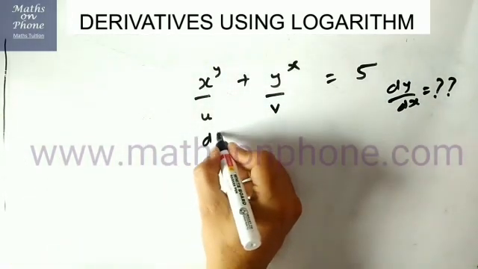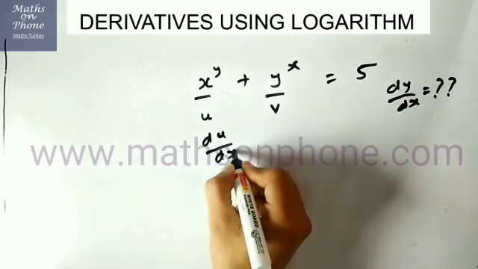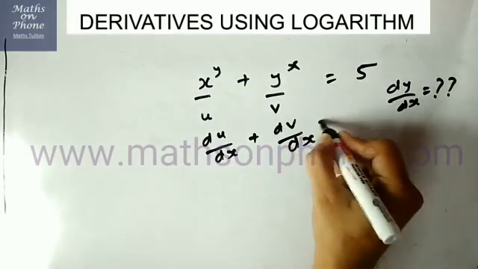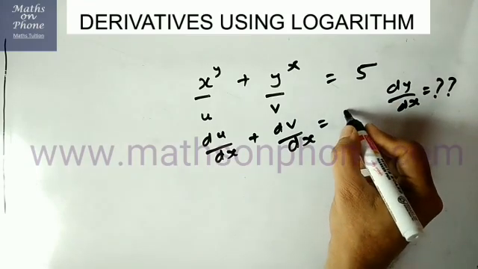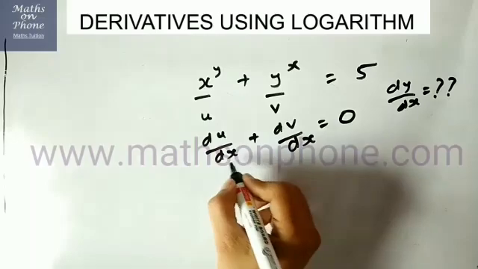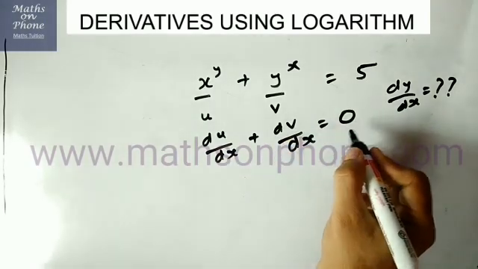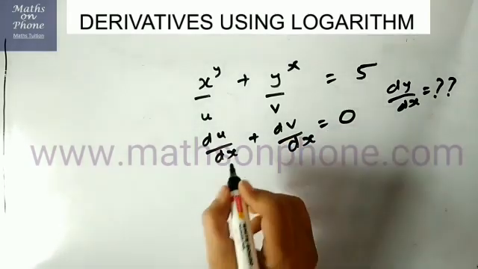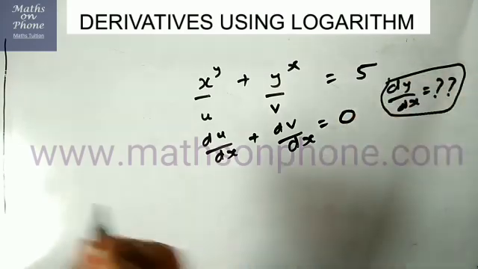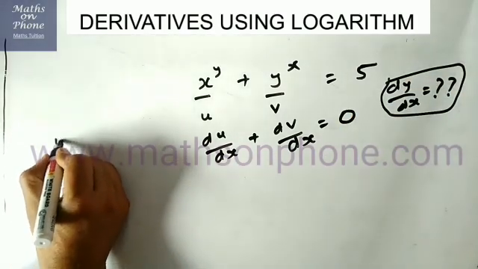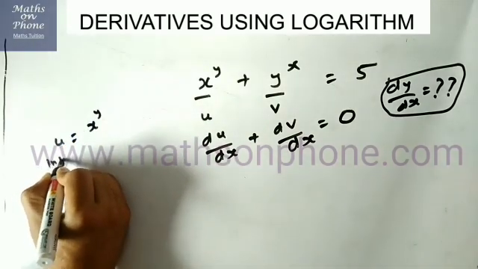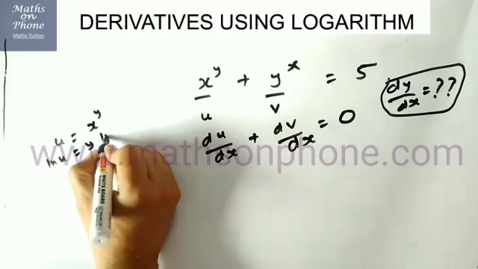So actually du by dx plus dv by dx is equal to d5 by dx, which is 0. So we need to find du by dx here, dv by dx here, and we'll put it here, and from that we will try to get dy by dx. See how I am proceeding. I have taken u is equal to x to the power y. So ln u is equal to y ln x.